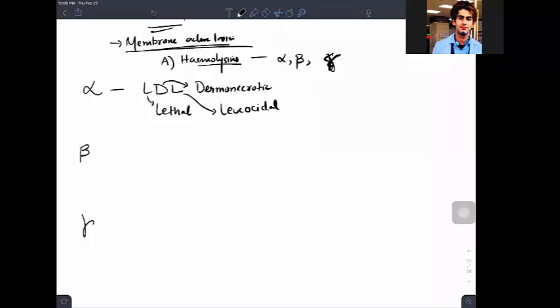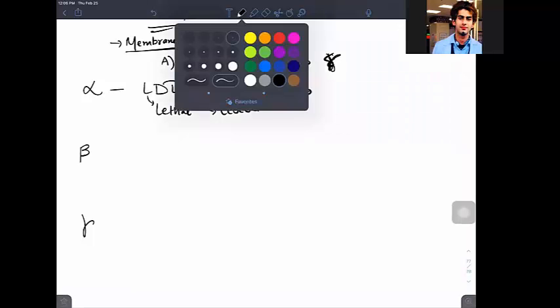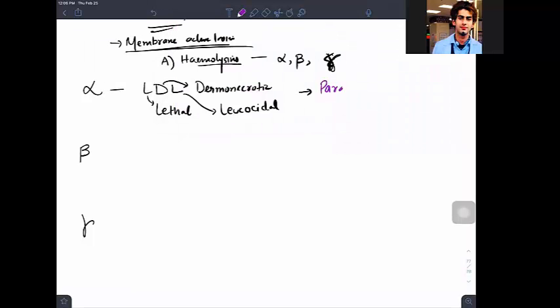Alpha hemolysin shows us a very beautiful property. What is the beautiful property? It is showing us a paradox. Let me write: paradoxical reactivation. What is the process of paradoxical reactivation? If I heat alpha hemolysin, it gets inactivated at 60 degrees.